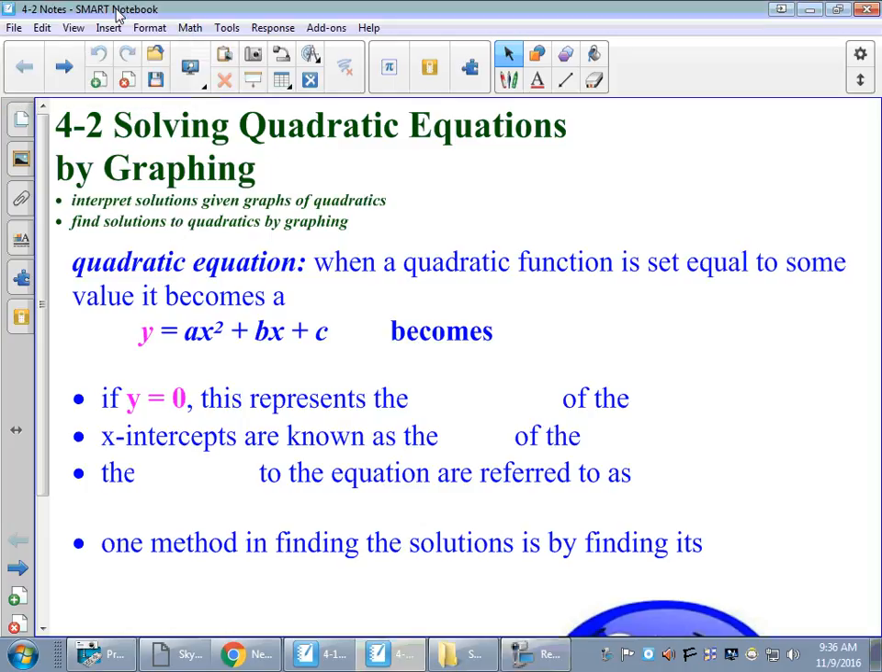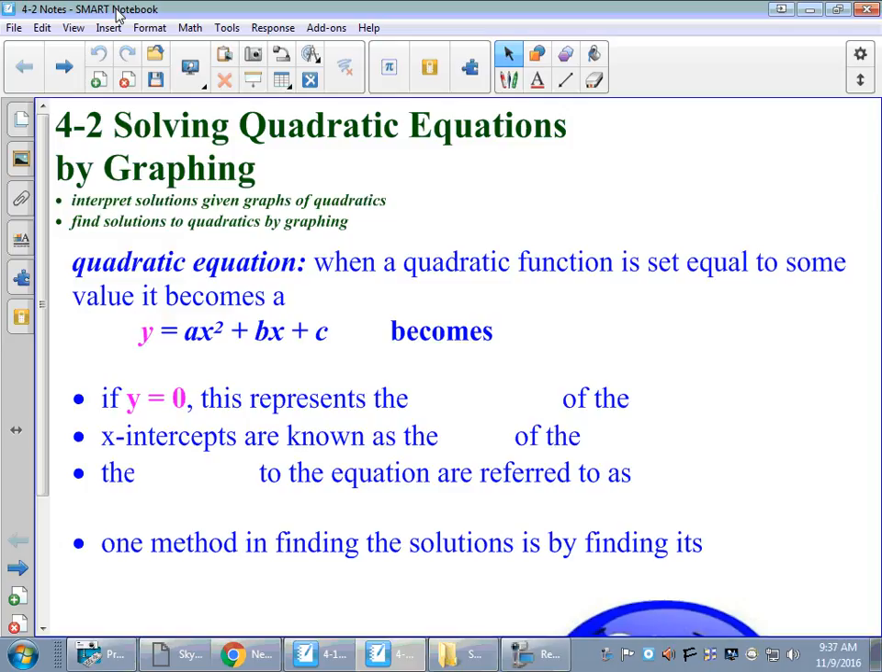These are your 4-2 solving quadratic equations notes. We are going to discuss several different ways. The rest of this chapter, the majority of it, is methods to solve quadratic equations. So we have to define that here. This is the first method.